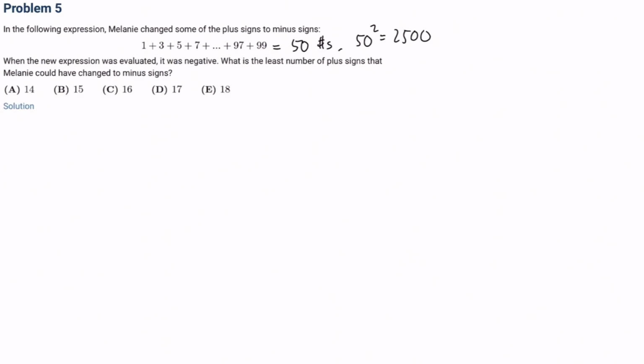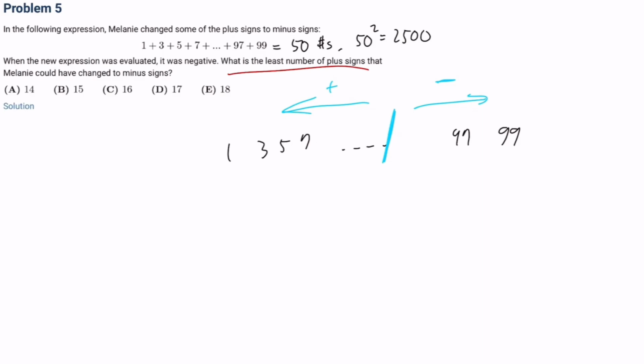And we want the final expression to be negative. So we need to make this less than 1,250, right? So if we have 1, 3, 5, 7, all the way to 97 and 99, somewhere in the middle there's going to be like a rift where all the numbers here are plus and all the numbers here are minus. We do this because we want the least number of plus signs to change to negative. That means all the negative numbers have to be big numbers. So since all these numbers are positive and all these are negative, these have to sum to less than half of 2,500, which is 1,250, but closest.